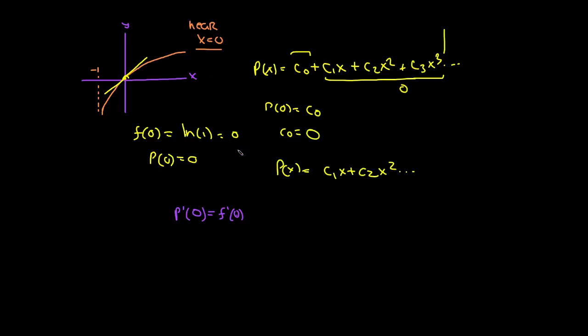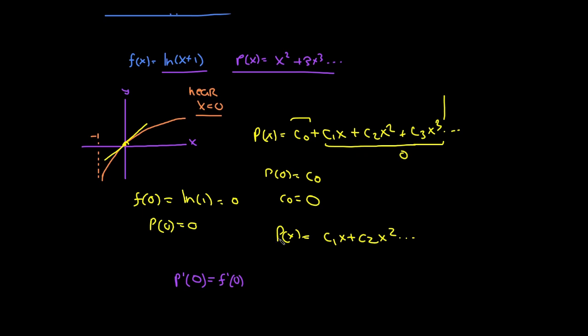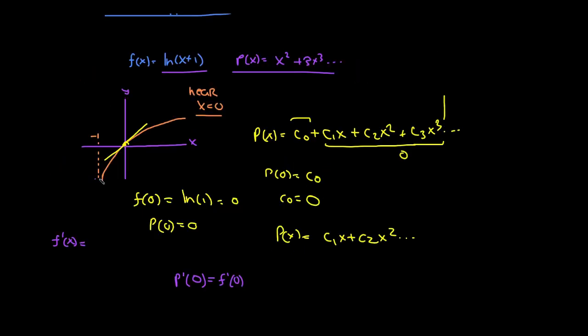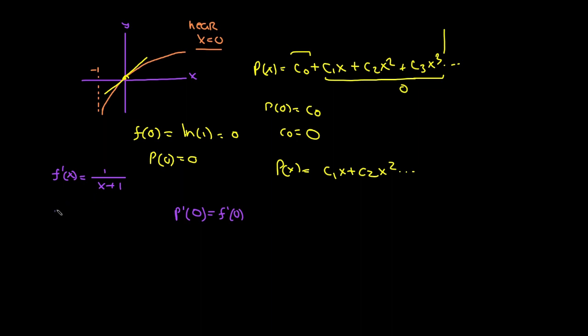So we want the derivative of our polynomial to have the same derivative as our function when evaluated at 0. So let's first of all find the derivative of f of x. That's going to be natural log, so we just have to divide by the inside, 1 over x plus 1. And then we can fill in 0, that's going to be just 1, like that.